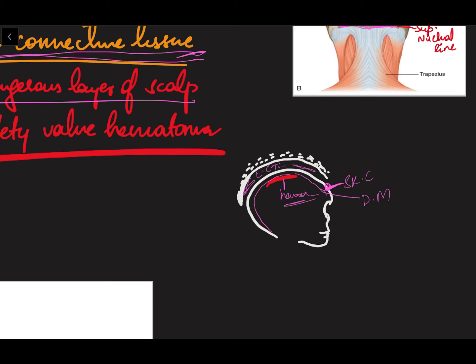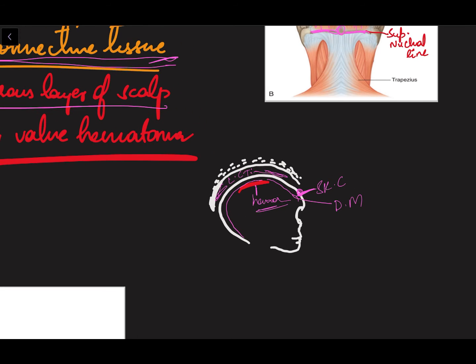Now the very important thing is that this layer acts as a safety valve. How does it act as a safety valve? Whenever there is an injury, or there is an intracranial fracture over here like this, I'll put it nicely. Yes, there is a fracture over here, right? Then the blood in the intracranial hemorrhage may travel to this loose connective tissue layer, right?